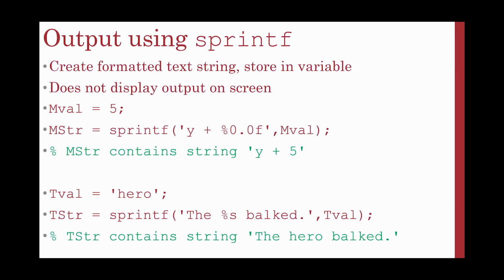If I want to insert a variable that is text into this, I'm going to use my sprintf command and start typing my string. So the %s means put in text, balked. tval is the variable that is going to go in where this %s is, and that variable contains the word hero, so it's going to contain the text string the hero balked.